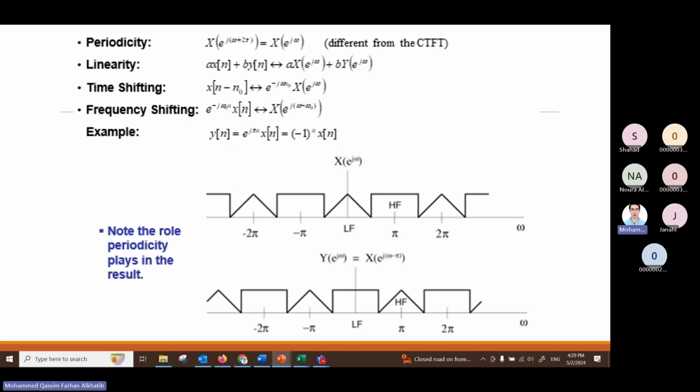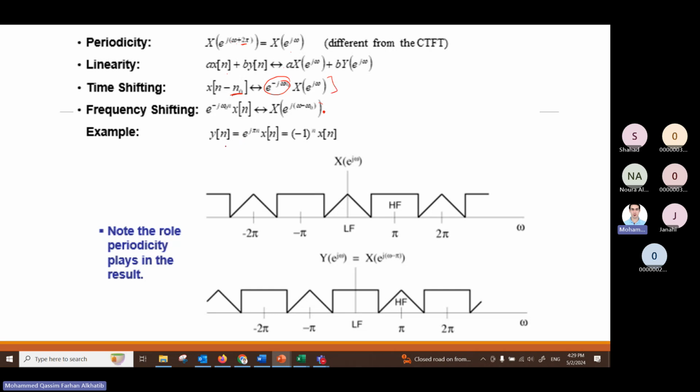Okay, some properties. So here we've done periodicity: if you add 2 pi at the exponent, it will lead to the same function. Linearity, we've done that. Time shifting: if you shift in the time domain, you multiply by an exponent in the frequency domain. Frequency shifting is the opposite: when you shift in frequency, you get a weight in the time domain. This one is the common one.